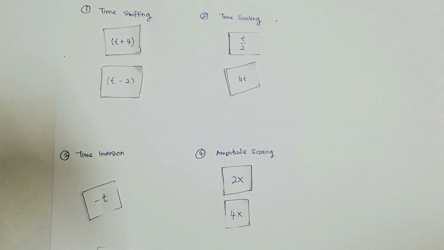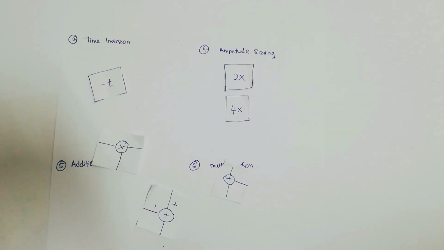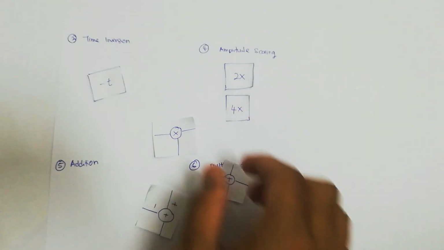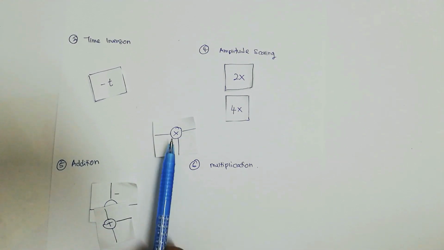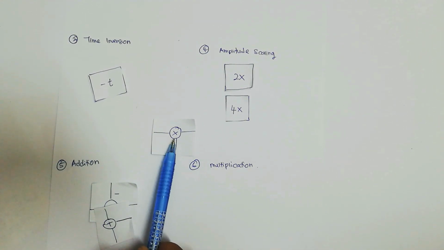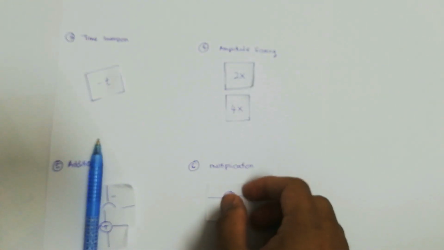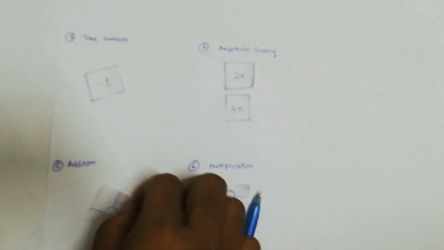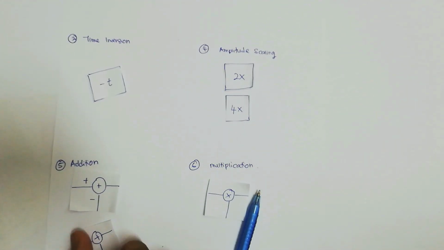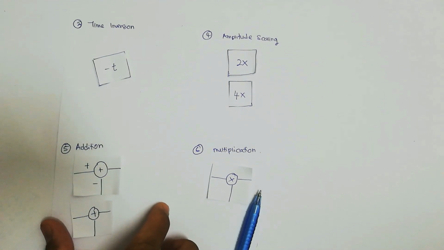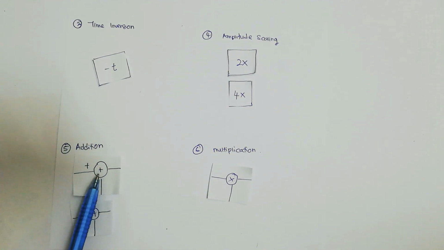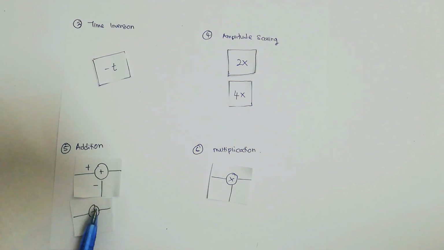Alright, we have a few more down here. How about this one? You have a multiplication symbol in the circle, so you know for sure this one is the multiplication transformation. Then we have another two here, which go to the addition transformation. The symbol inside the circle is plus, so that means it is the addition transformation.